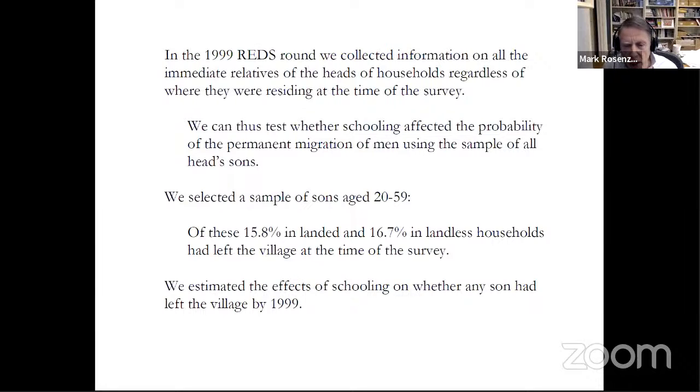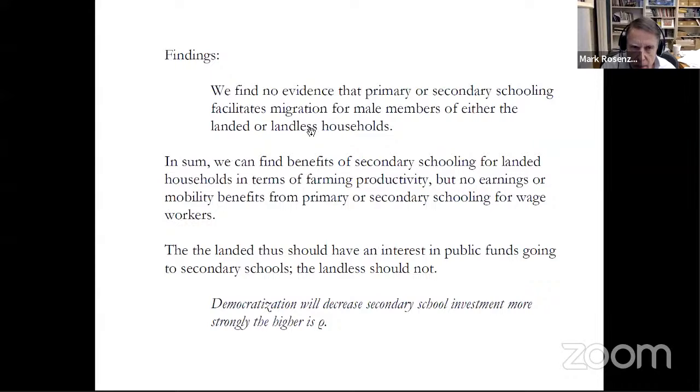We're going to look at the sons aged 20 to 59 of the heads of households in the 1999 REDS round. When we look at them, we find that 16% of the landed sons in that age group had left the village, and 16.7% of the landless sons had left the village at the time of the survey. The question we want to know is, did that have anything to do with schooling attainment? So we're going to look at the effects of primary and secondary schooling on whether any son had left the village by 1999.